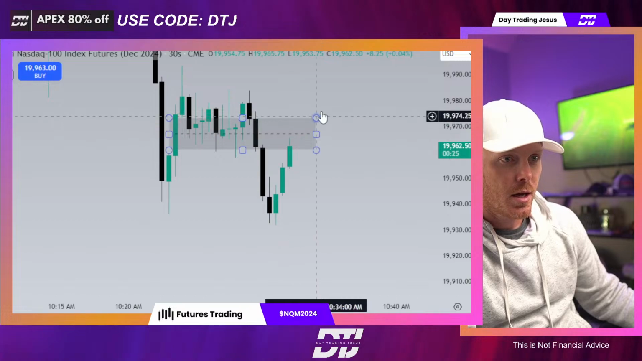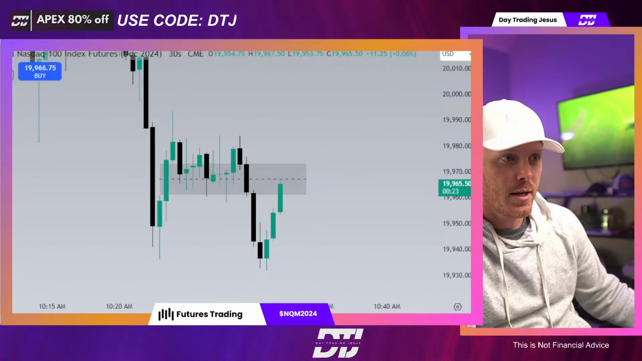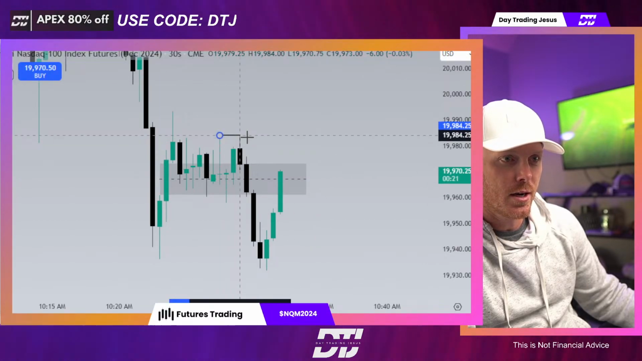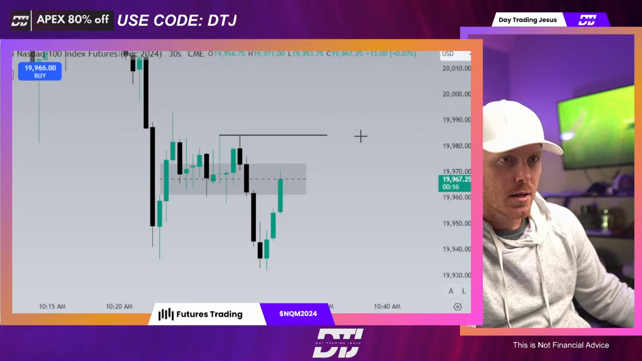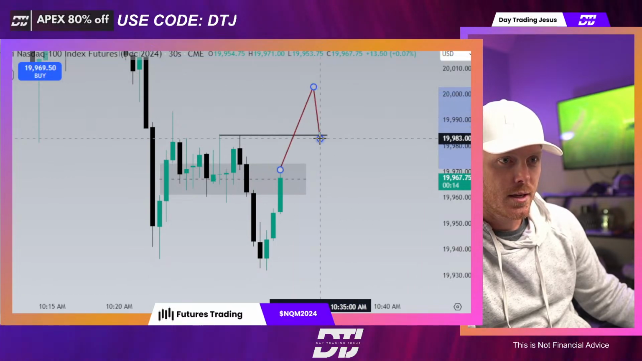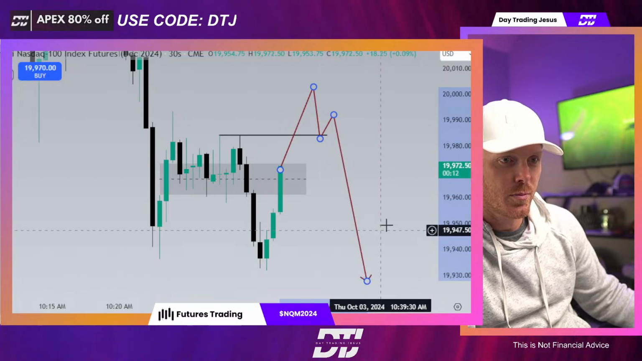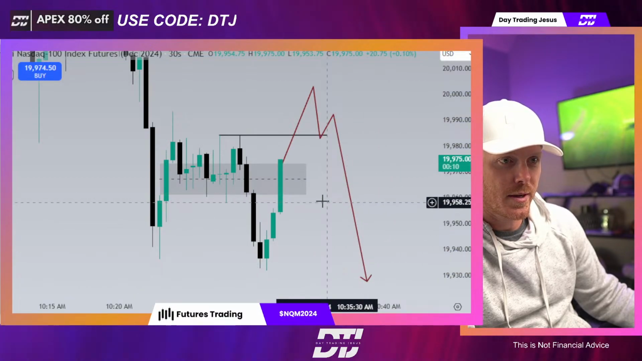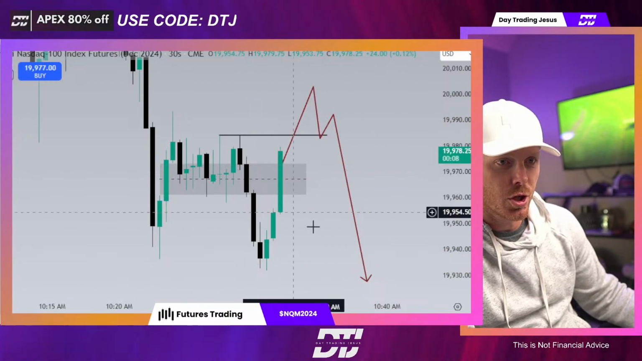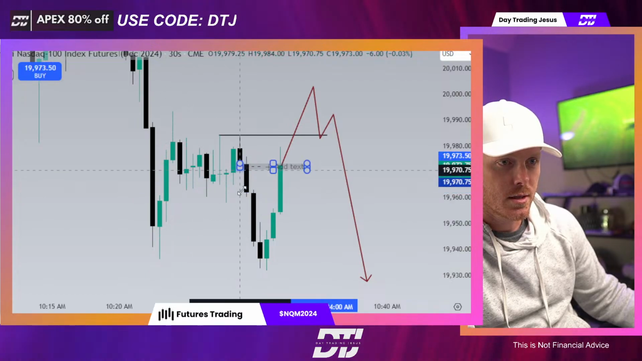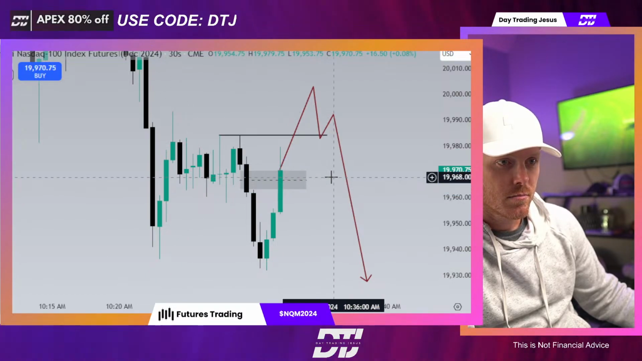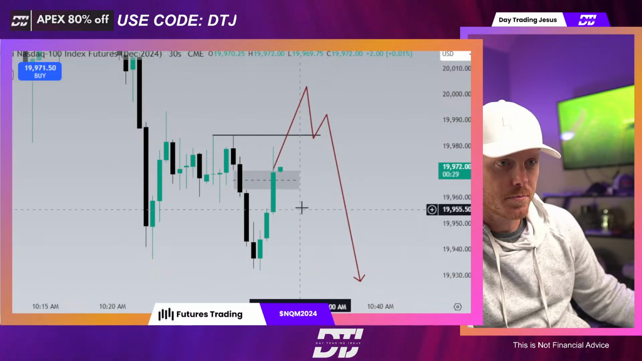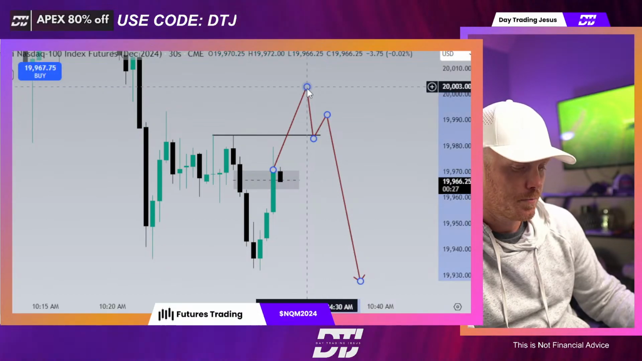Doesn't surprise me. What I want to see now is a sweep of this liquidity here. Maybe push a little bit past it. Something like this. And then we do this. We'll continue back lower. That's my expectation. You could take this inversion long right here in 8 seconds. Based on the aggression, it wouldn't surprise me if it works. It did not close, so no trade.